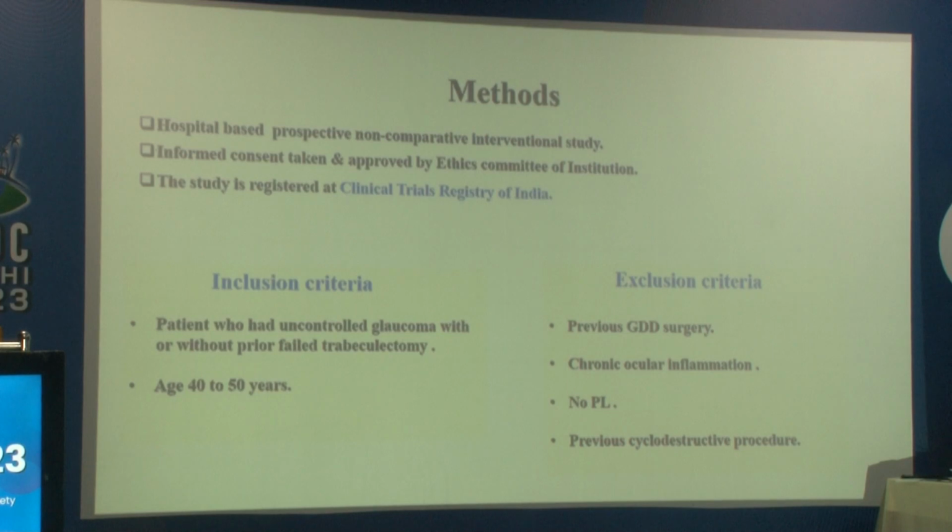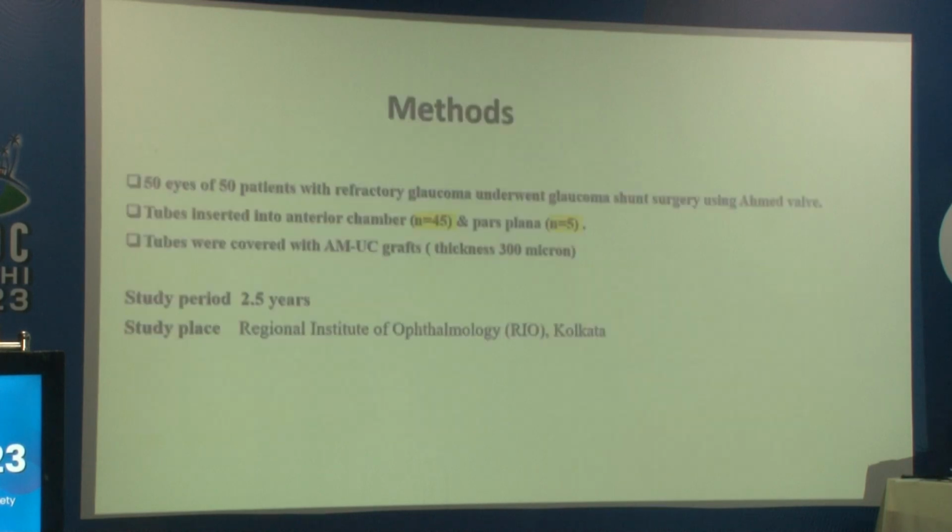And the exclusion criteria: previous GDT surgery, chronic ocular inflammations, and no PL. So the method: 50 eyes of 50 patients with refractory glaucoma undergoing glaucoma shunt surgery using Ahmed valve, and the tube inserted into the anterior chamber and the pars plana, and the tube was covered with an AMUC graft, and the study period was 2.5 years in RIO Kolkata.